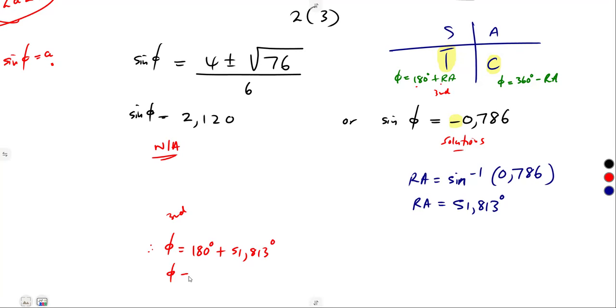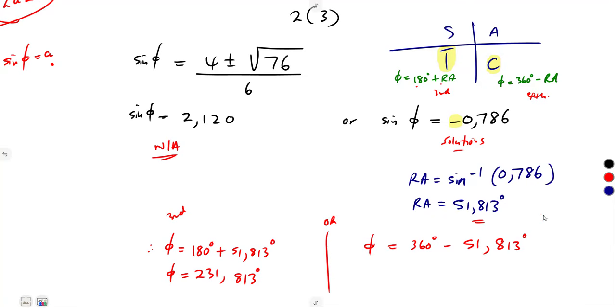So our angle phi was going to be 231.813 degrees. Or we're going to have another one from 0 to 360, in the fourth quadrant, where phi is taken as 360 degrees minus the reference angle. Our reference angle is what?